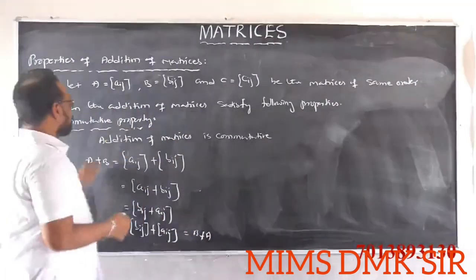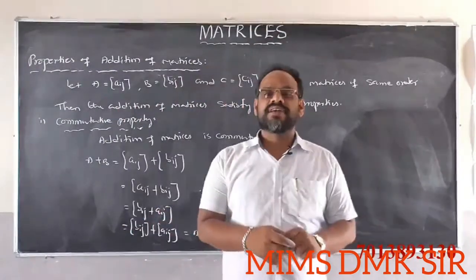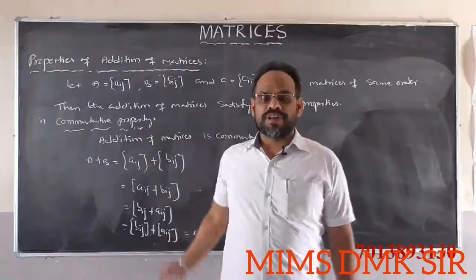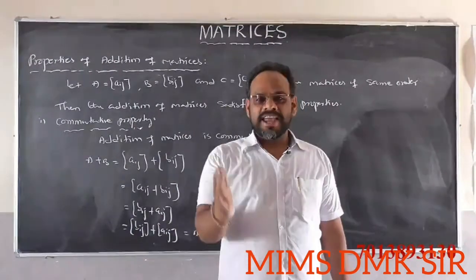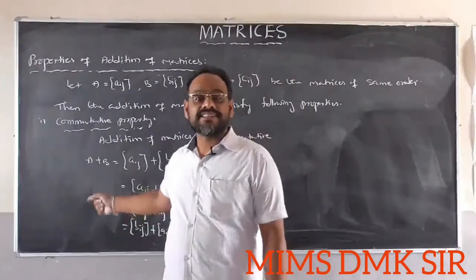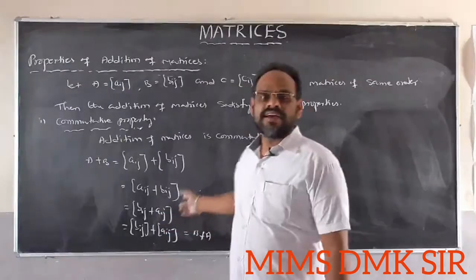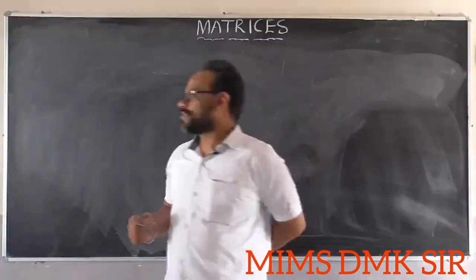So, commutative property: addition of matrices is commutative, which means it satisfies the commutative property. That means A plus B is the same as B plus A. Next, the associative property.